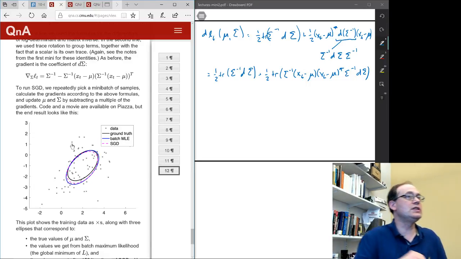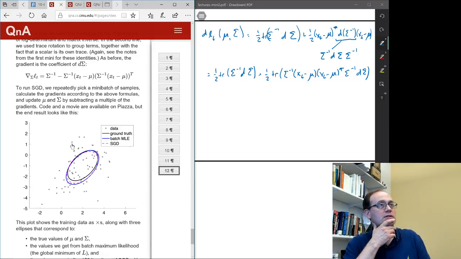What is the reason that we want differentials with respect to the mean and variance? So again, the goal of this entire exercise is to implement stochastic gradient descent. So we need to calculate the gradient of the function we're trying to minimize. And so to calculate that gradient, we compute the differential with respect to mu and the differential with respect to sigma, and we read off the gradient as the coefficient of mu or sigma in that differential.